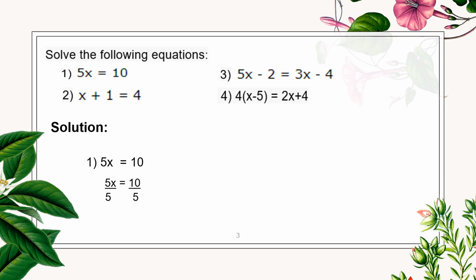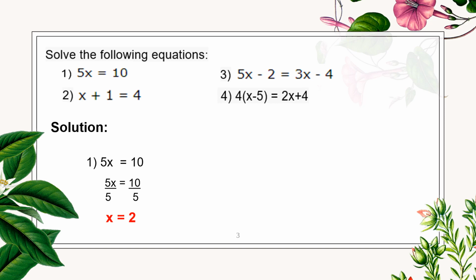And we also do the same on the right side. We divide 10 by 5. So, 5x divided by 5 is 1, and that becomes 1x. And 1x in algebra is just equal to x. 10 divided by 5 is 2. And so, the value of x is equal to 2.